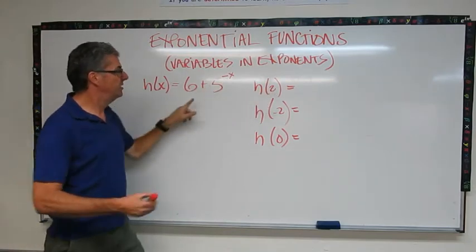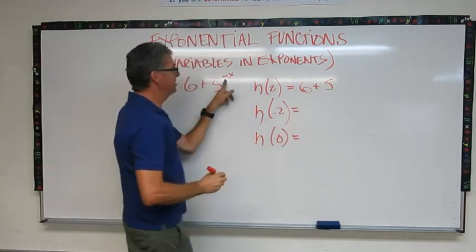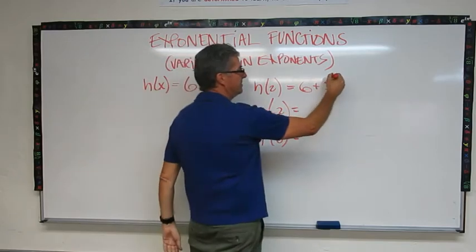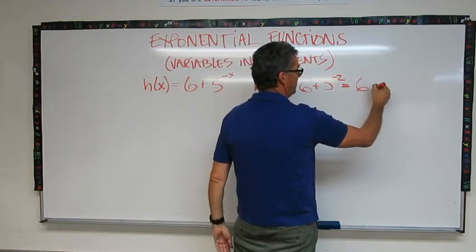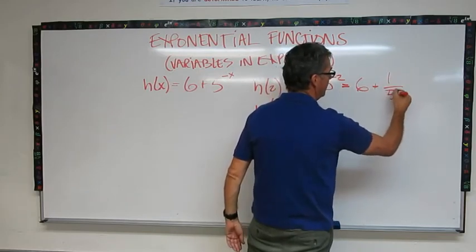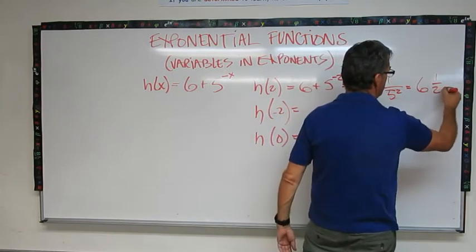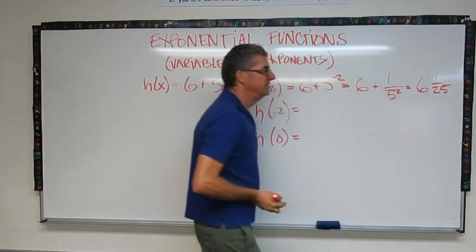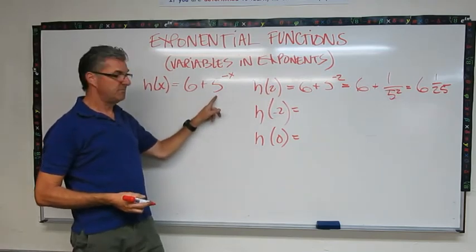So let's do some plugins. h of 2. We're going to do 6 plus 5, now we change the sign, so that's going to be to the minus 2. That's going to end up being 6 plus 1 over 5 to the 2, which is 6 and 1/25. Okay? That's what we get for h of 2 for this particular function. Now let's try the next one.